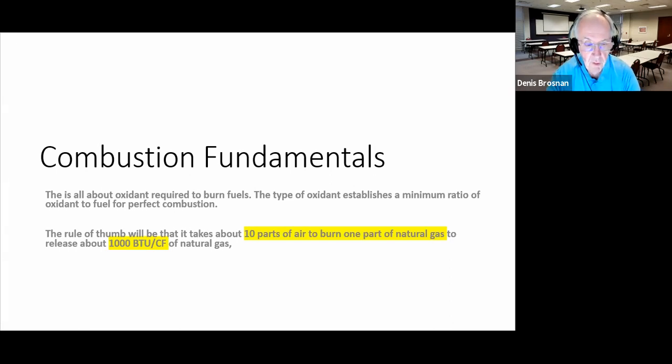Nevertheless, the rule of thumb is that you're going to see today about 10 parts of air required to completely combust 1 part of natural gas. That's a rule of thumb. It's something you can easily remember, 10 to 1. And that will release a little over 1,000 BTUs per cubic foot, CF in the slide, of natural gas. 10 to 1, 10 parts air to 1 part gas, and 1,000 BTUs per cubic foot of gas. Easy to remember.